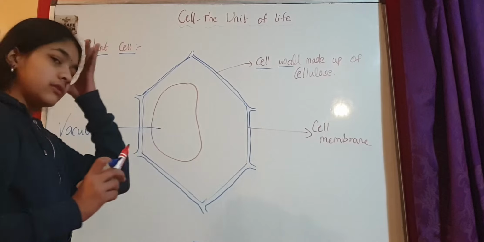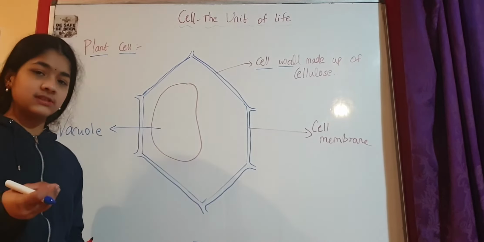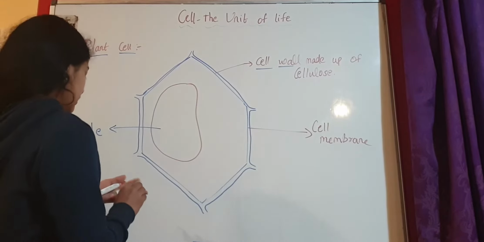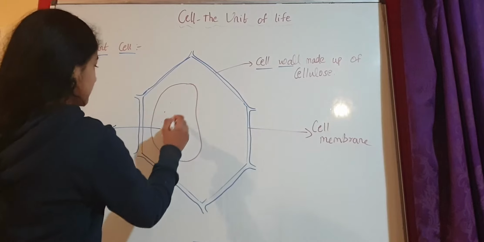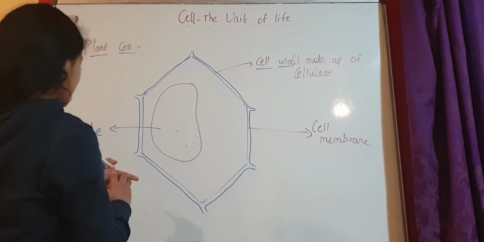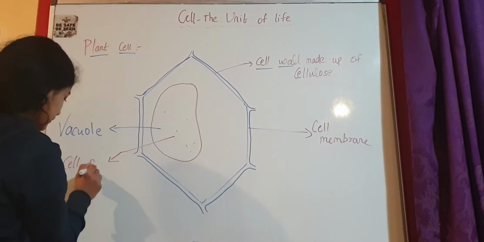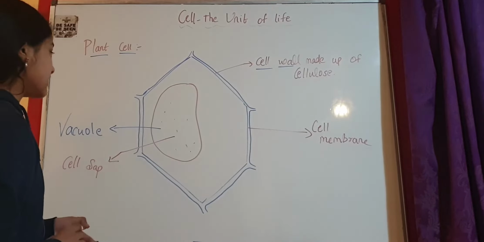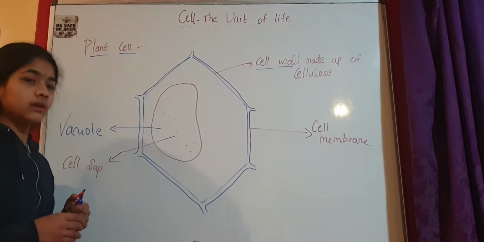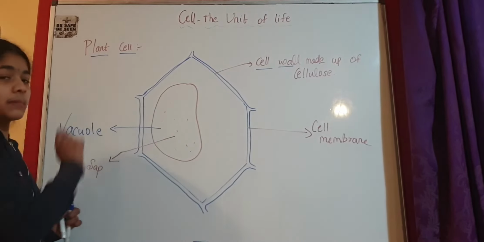And what is the function of the vacuole? The vacuole stores some dissolved substances like water and some minerals. The fluid inside the vacuole is called the cell sap. So this is the cell sap. The vacuole stores all the dissolved substances like water and minerals, and it also stores the cell sap. It's more in plant cells.